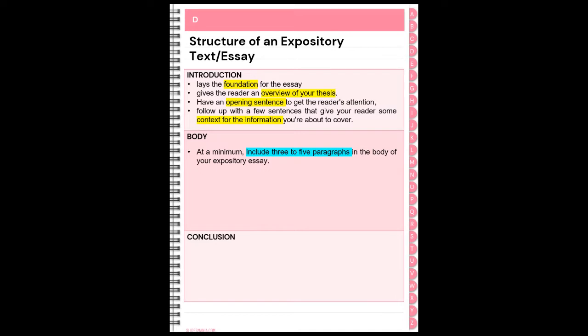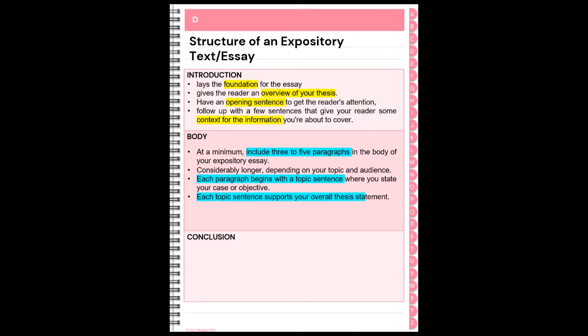The body. At a minimum, include 3 to 5 paragraphs in the body of your expository essay. The body could be considerably longer, depending on your topic and audience. Each paragraph begins with a topic sentence where you state your case or objective. Each topic sentence supports your overall thesis statement. Then, each paragraph includes several sentences that expound on the information and/or support the topic sentence.